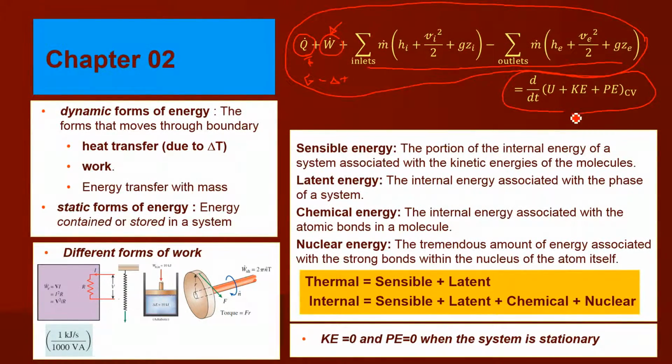So this U is the internal energy of the system. This kinetic energy and potential energy is the kinetic energy and potential energy that is given for the system because of the movement of the system. So remember, we talked about different forms of energy, forms of work.